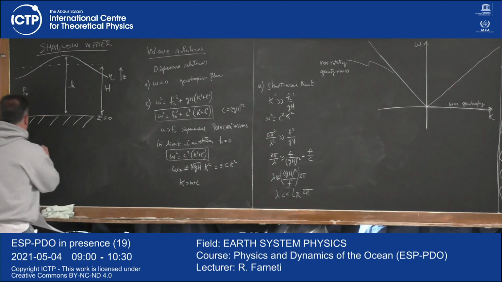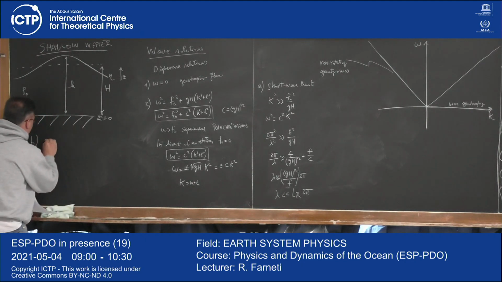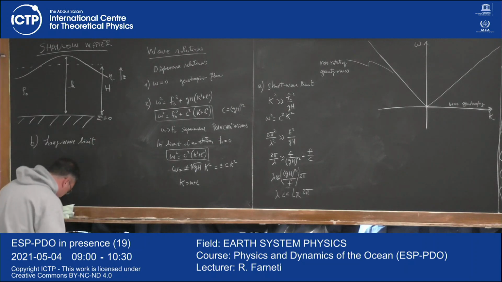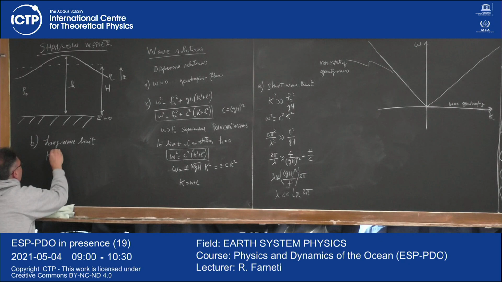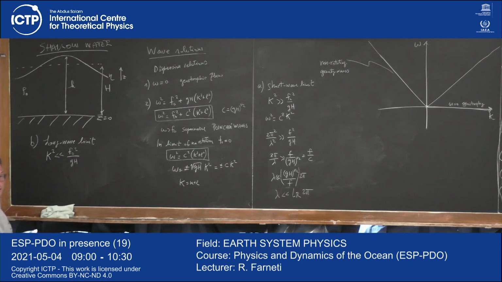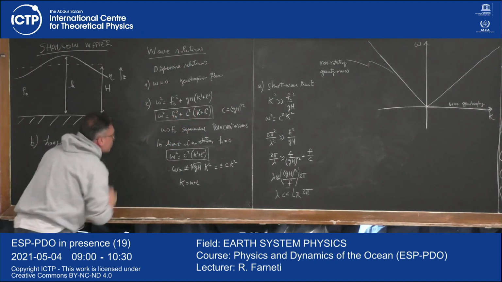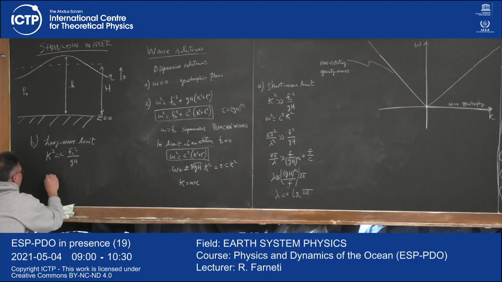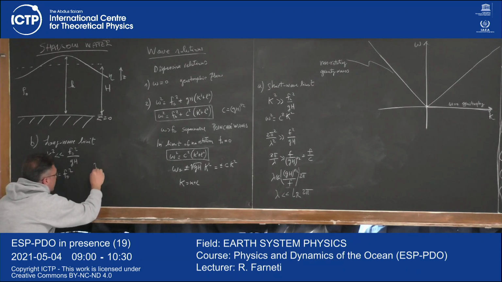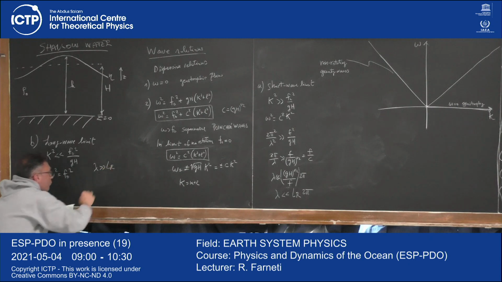Then you have the opposite case of long wavelength. So the condition is opposite: k square is much smaller than f naught square over gh. Okay, so this term is small compared to f. So the dispersion relationship reduces to this in the long wave limit. And again, if you make the same scale analysis, lambda is much larger than the Rossby radius.